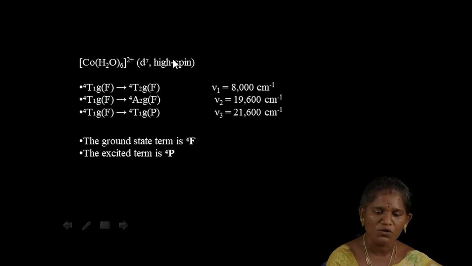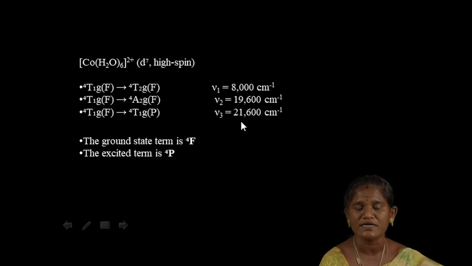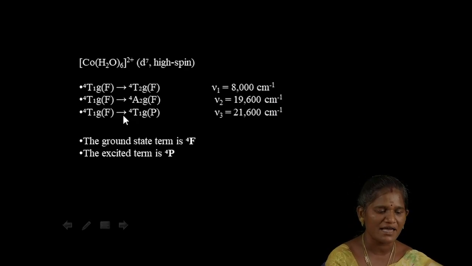Okay, so this complex exhibits three absorption bands, nearly at 8000 wavenumbers per centimeter, 19,600 wavenumbers per centimeter, and the third absorption occurs at 21,600 wavenumbers per centimeter. So these are the transitions.